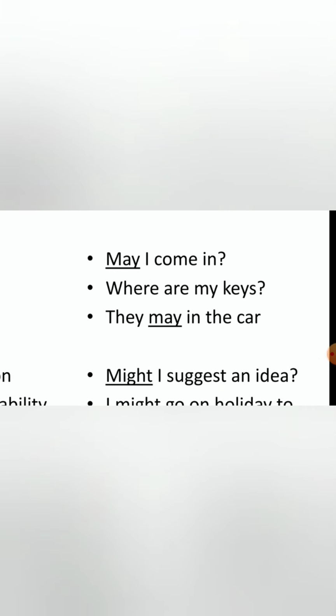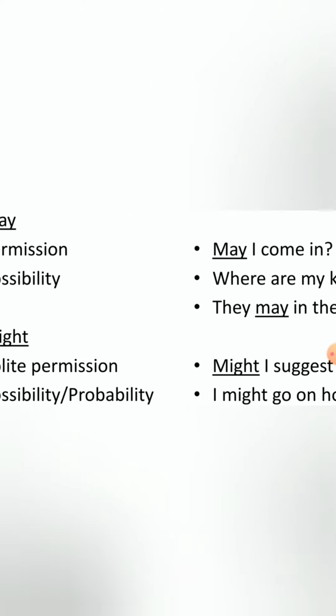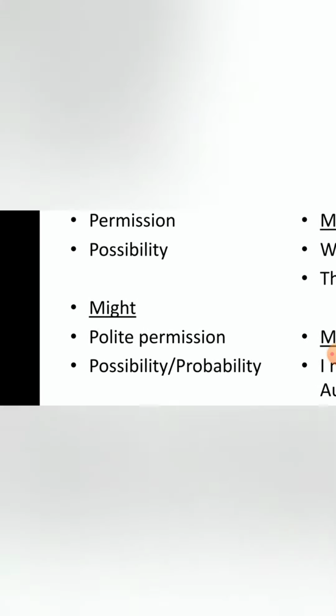Possibility. So possibility means what? Already I told you. What is that? Possibility, a thing that may happen. Where are my keys? They may be in the car. So there is a possibility. The keys may be in the car. Okay. The next one is might.